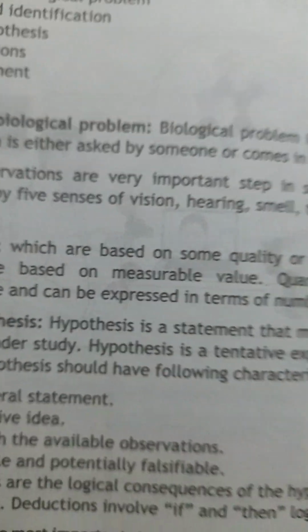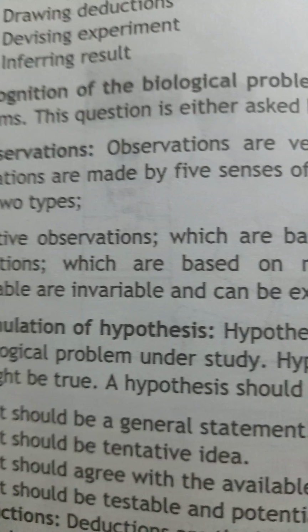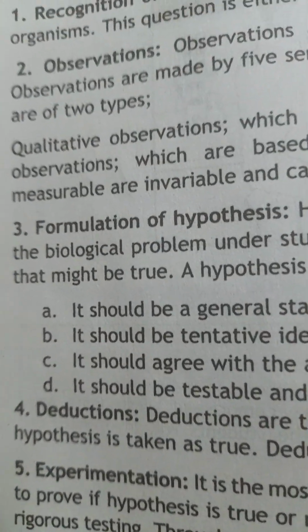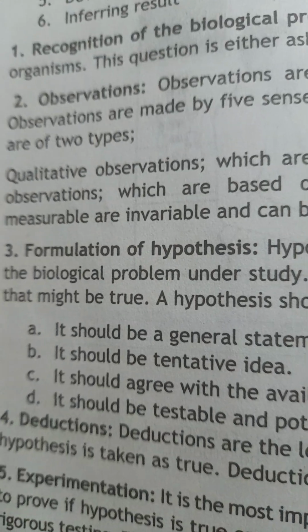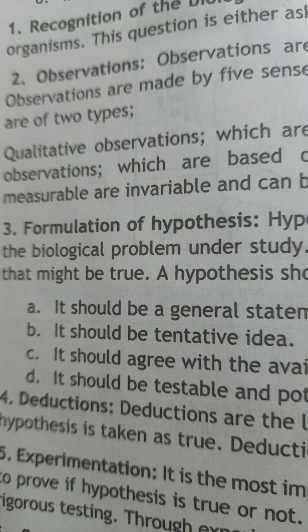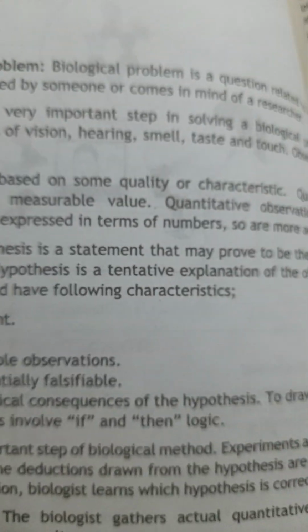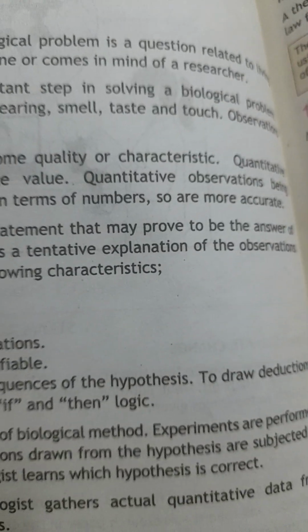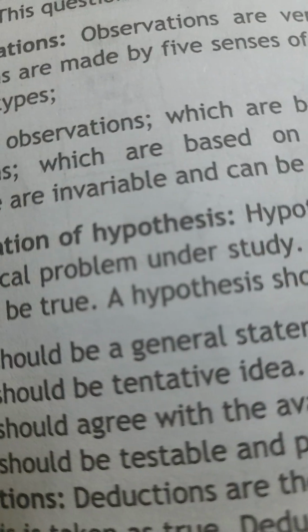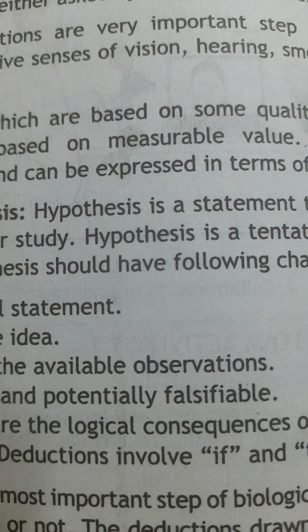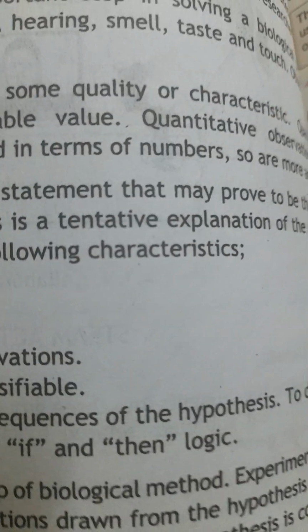Observation. Observations are very important steps in solving a problem. Observations are made with the help of the 5 senses. When we try to find an answer, we use our 5 senses, and this is the observation. Qualitative observations are based on quality or characteristic. Quantitative observations are based on quantity, which are based on measurable value.